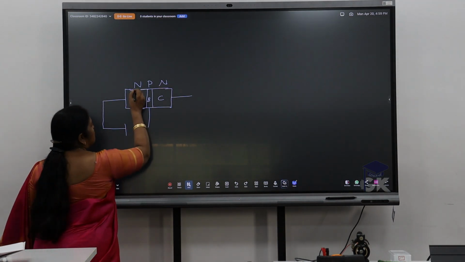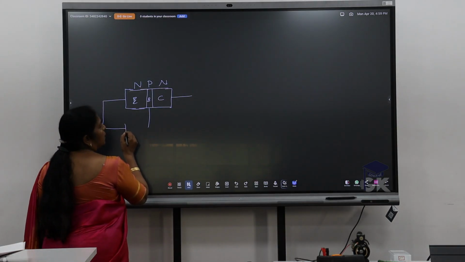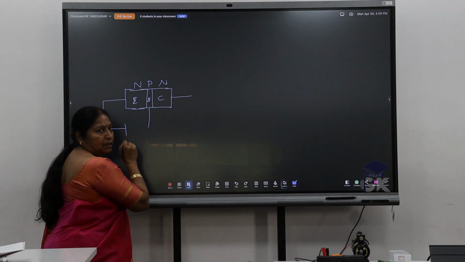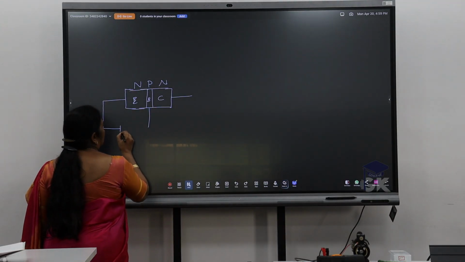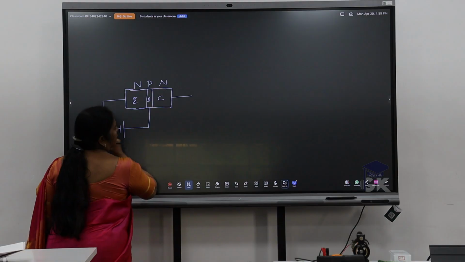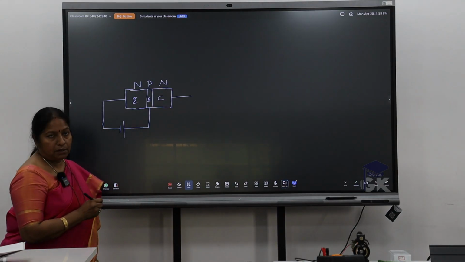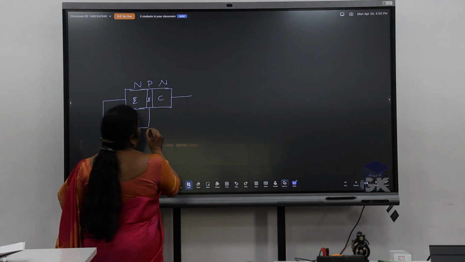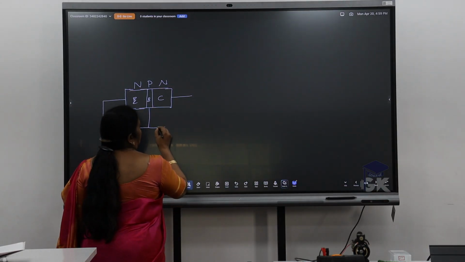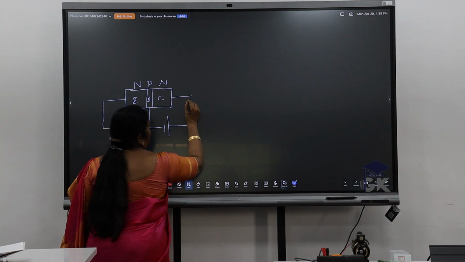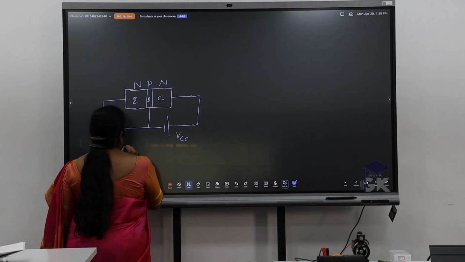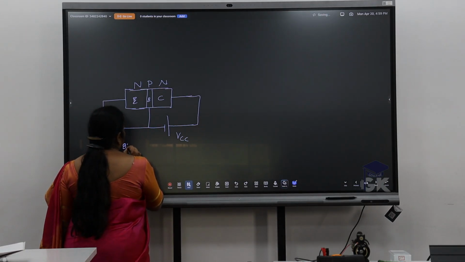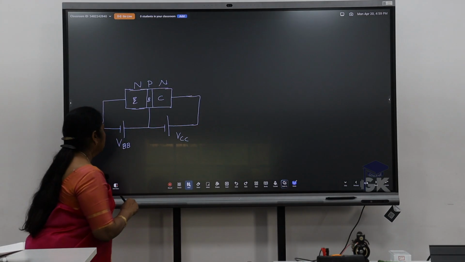So now what happens? Emitter base should be forward biased, correct? So what should I do? Negative and positive. And collector base should be reverse biased. So what should I do here? Reverse biased: negative to positive. This voltage is called VCC. This voltage is called VBB or VEB, you can call it whichever. VE, let me say.